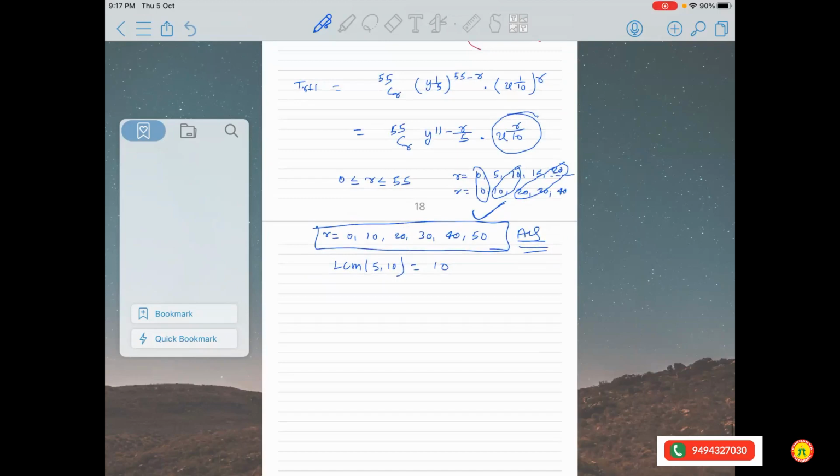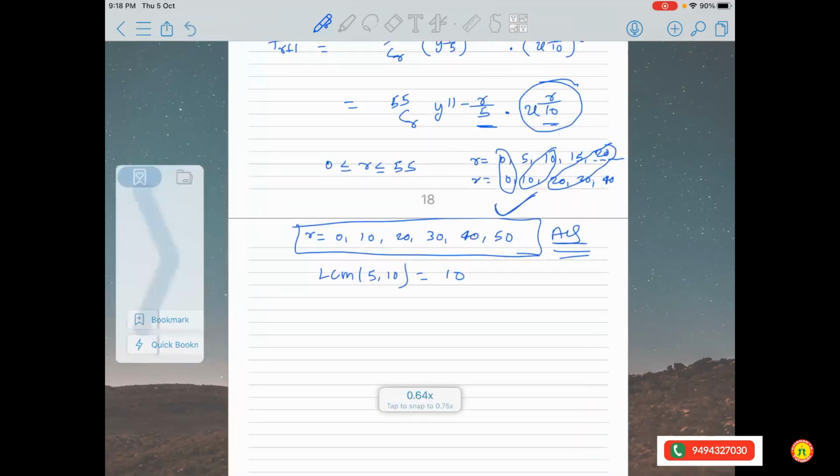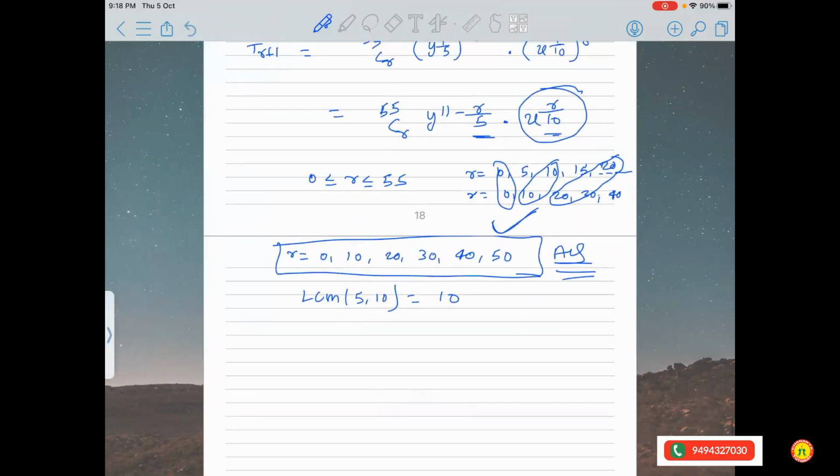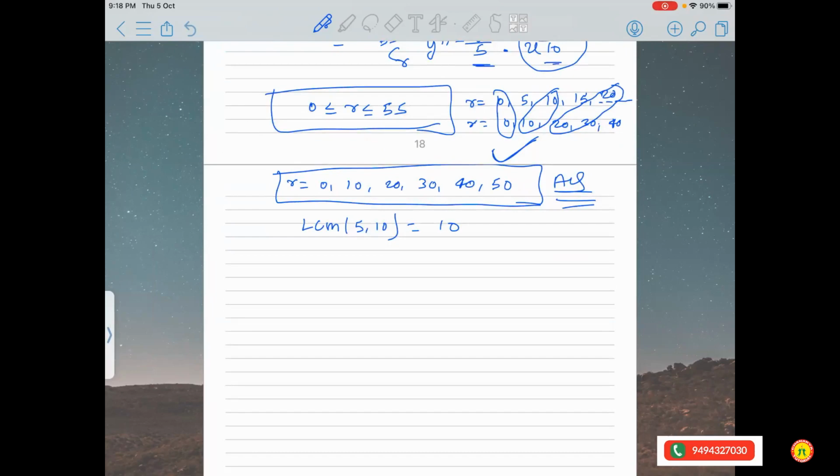So we need to find the LCM of the denominators of r by 5 and r by 10. The LCM of the denominators will give your answer. So 0, 10, 20, multiples of this. So r belongs to 0 to 55, right? Got it? n is 55, so r starts from 0 and goes up to n, right?